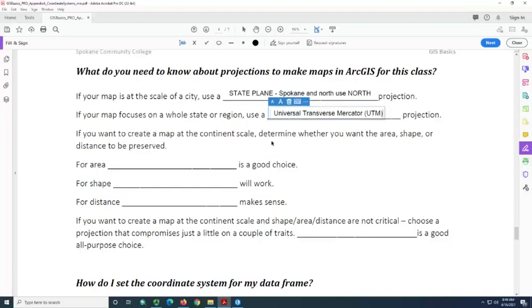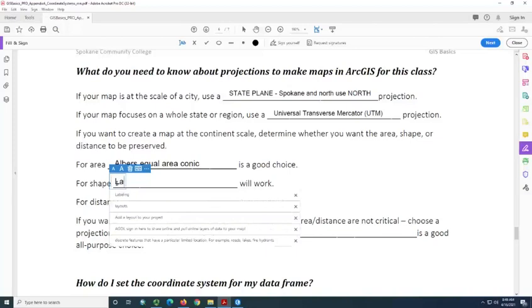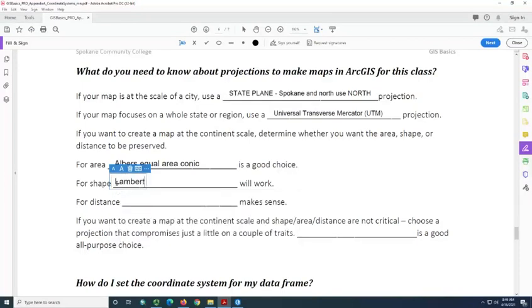If you want to create a map at the scale of a continent, you have to decide whether you want the area, the shape, or the distance to be preserved. So you have to decide where you want your distortion. If you want the area to be preserved, an equal area conic like Albers equal area conic is a good one, and we worked with that in our exercise there. If you want the shape to be preserved, Lambert conformal conic is good. A conformal projection is one that preserves shape. Lambert conformal conic is a good projection.